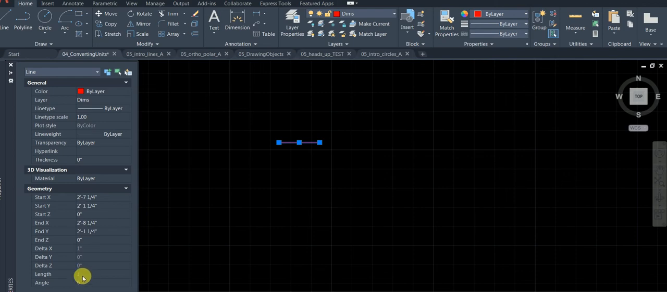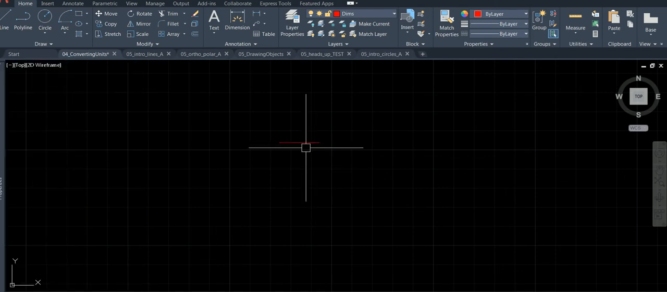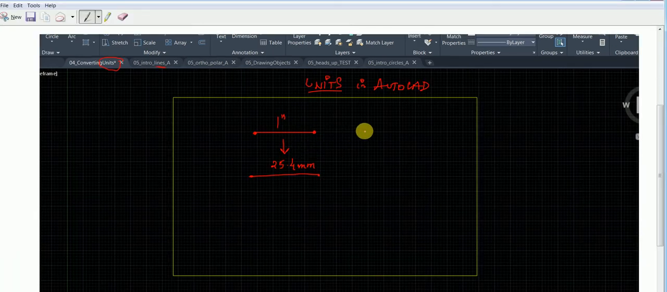Okay, so what you say is 1 inch, isn't it? 1 inch is the length. So my question is, we said we have a line of 1 inch. I want to convert this inch to millimeter. My question is how to do it. Before I teach you this, I want to teach you something very, very important. We said converting units.